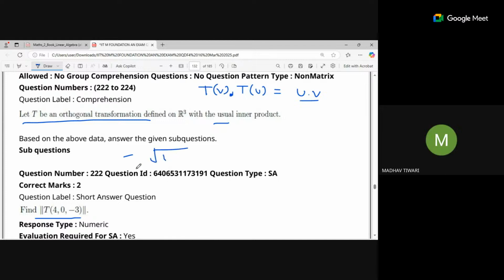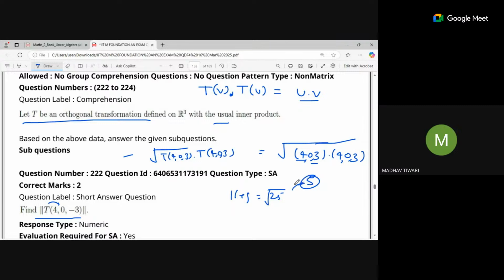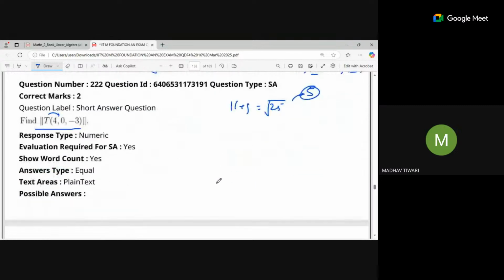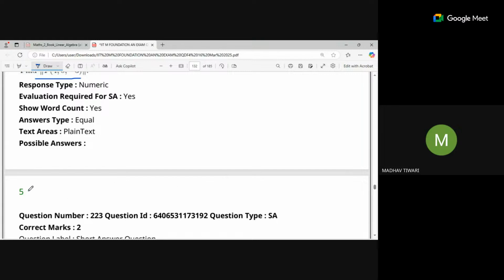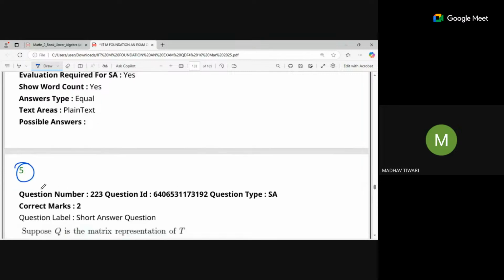You know that the norm is nothing but the dot product of any vector with itself. Suppose your vector is a transformation of this. You can say the transformation of 403 dot product with the transformation of 403 will be equal to 403 dot product with 403, because it is an orthogonal transformation. If you do the dot product, 4 square is 16, 3 square is 9, so 16 plus 9 is 25, and its root will be 5. So the value is 5. Answer.